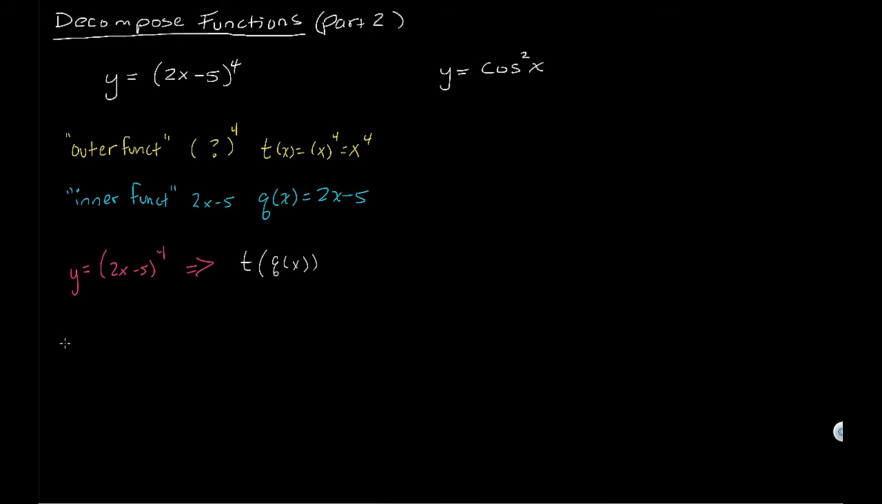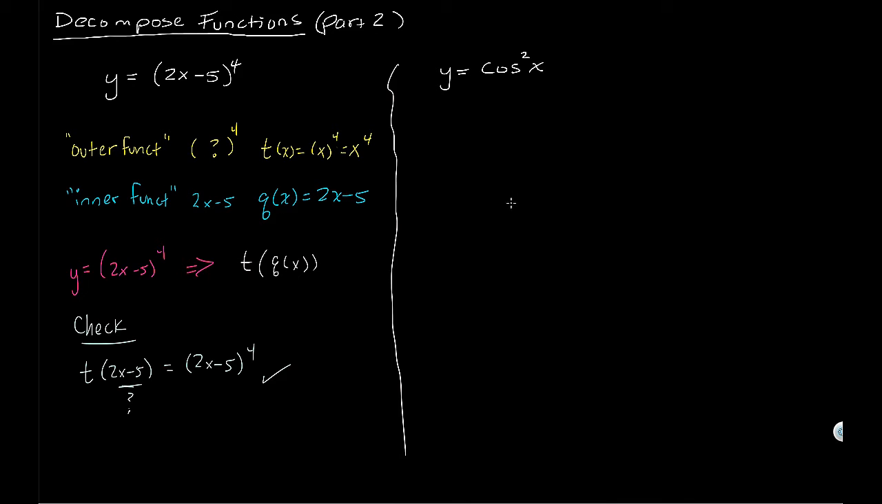And like before, we can check. If I'm evaluating t of q, which is really 2x minus 5, so if I do t of 2x minus 5, well, the t function says take whatever you're inserting or evaluating t at and raise it to a power of 4. See, something to the power of 4. So this turns into, well, the something is 2x minus 5. So it's 2x minus 5 to the power of 4. And that is exactly what we were given here.